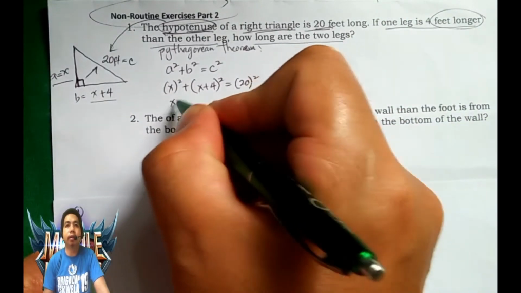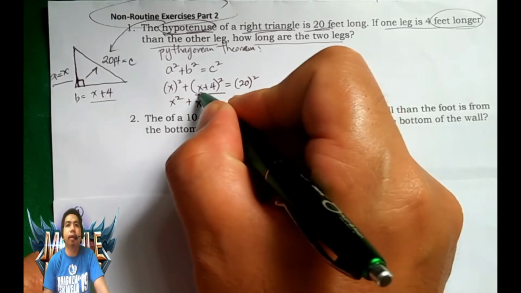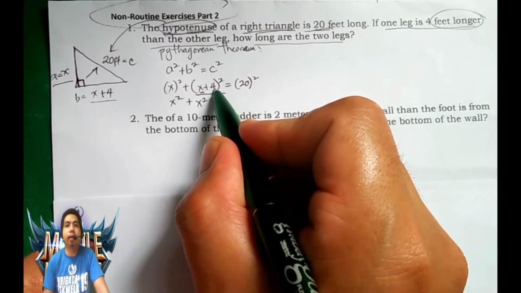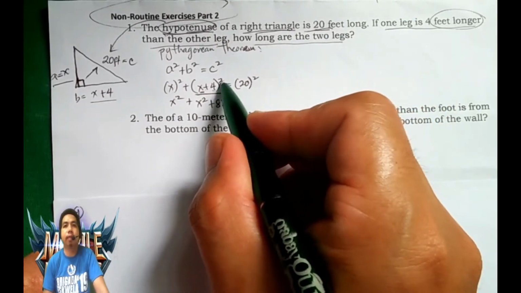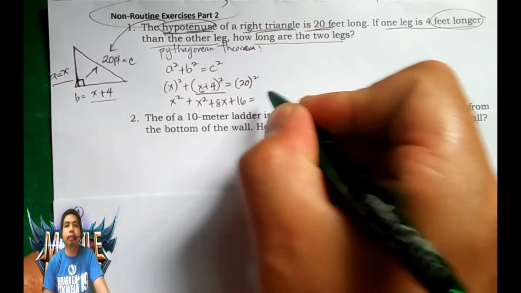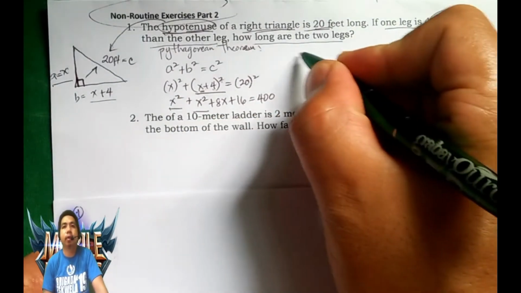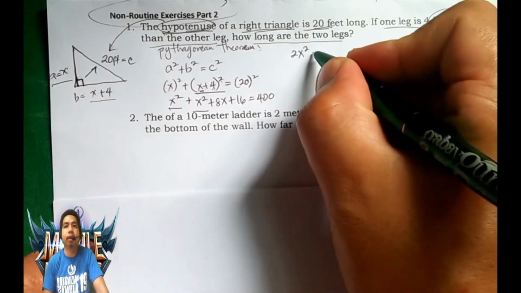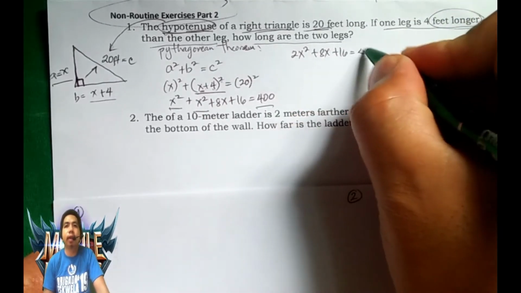Then, square natin ito, that is equal to x squared plus, square natin yung binomial. So, square the first term, x squared plus, twice the product of the two terms. So, x times 4, that is 4x, times 2, that is equal to 8x, twice the product. Then, square din yung last term, 4 squared, that is 16, that is equal to 20 squared, we have 400. Combine natin yung similar terms, x squared plus x squared, that is 2x squared. Then, copy, 8x plus 16, that is equal to 400.